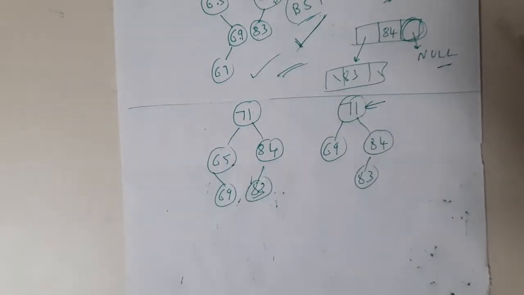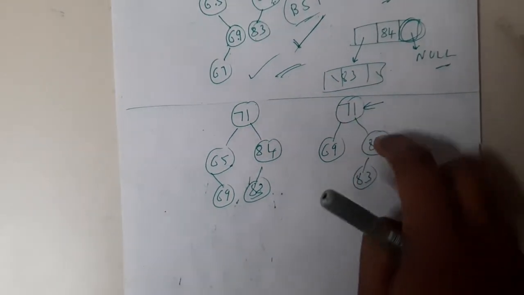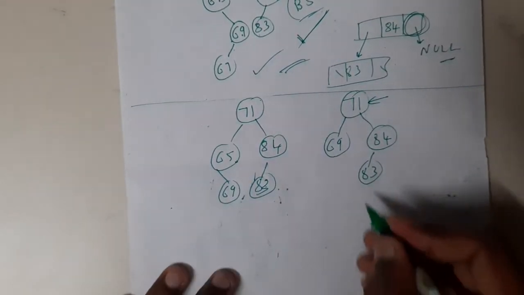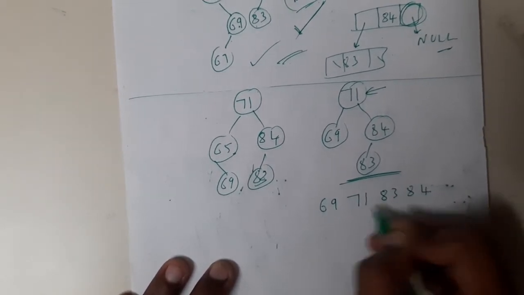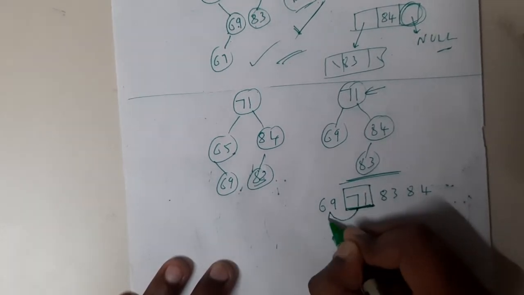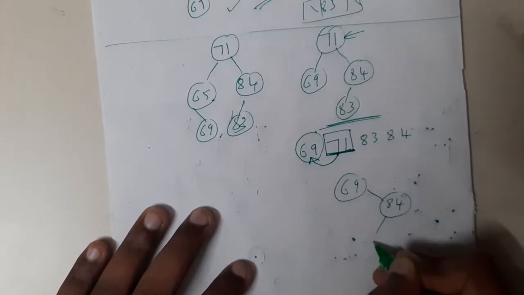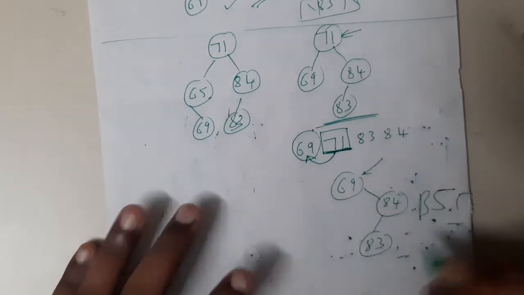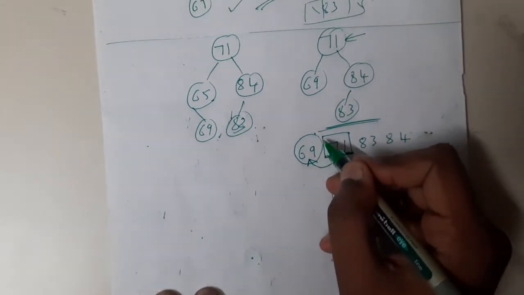If a root is deleted, here you need to concentrate. If any root or any parent with two children is deleted, first write the in-order, guys. So what is the in-order for this? It is 67, 71, 83, 84. The node which you are deleting is 71, right? Yes. So before that node, what value is there? Make that the root. So 69, 84 and 83. So we got this as the root and this is your new binary search tree. Got it? Yes.